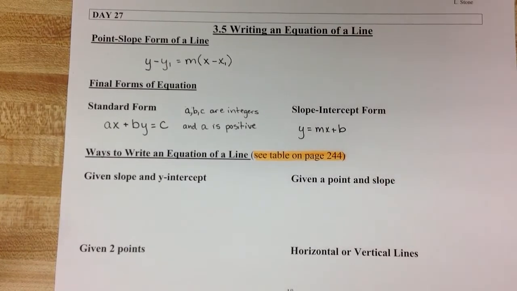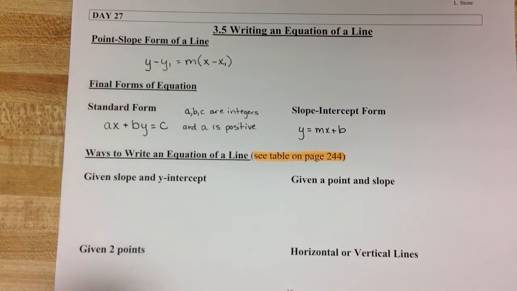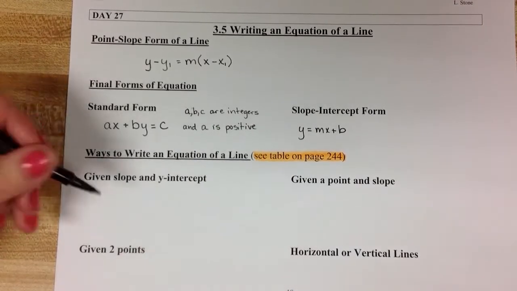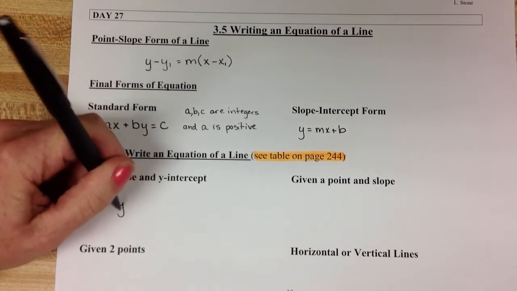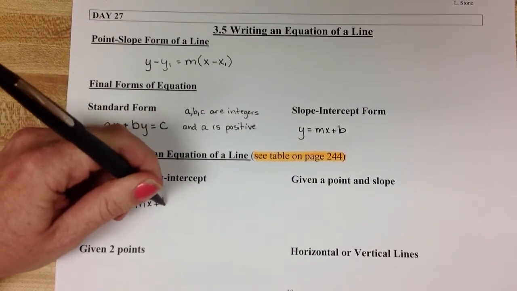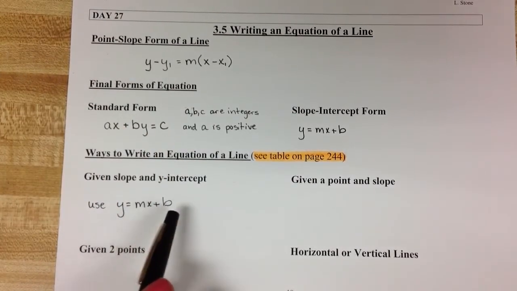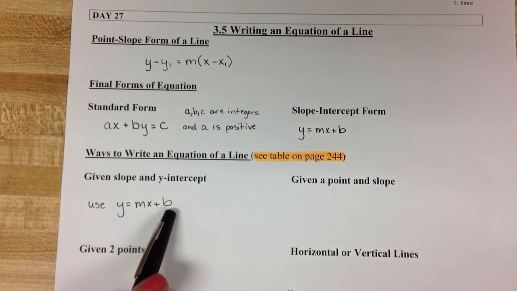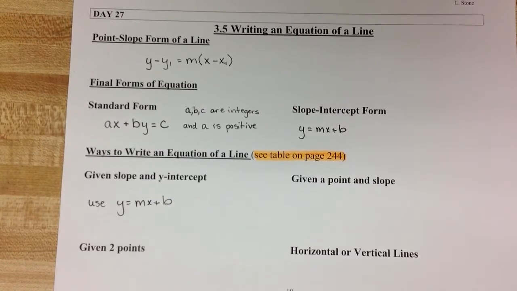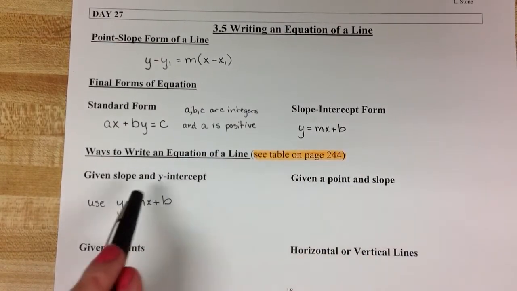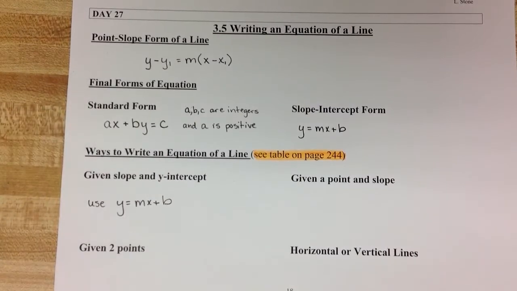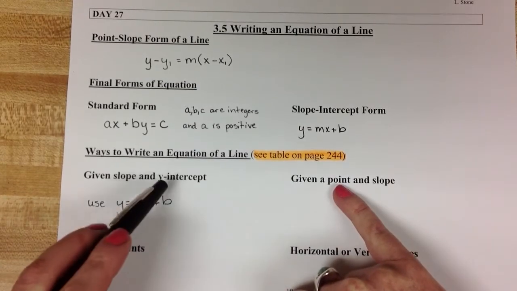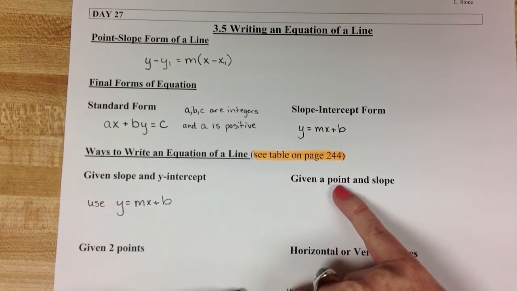If you're given the slope of your line and you're given the y-intercept, the most natural fit for that would be the slope-intercept form. So you're going to use y equals mx plus b, inserting your slope here and the x value, I'm sorry, the y value of your y-intercept coordinate here in place of b. And then you can use algebra to rearrange it into standard form if that's what the problem asks for.